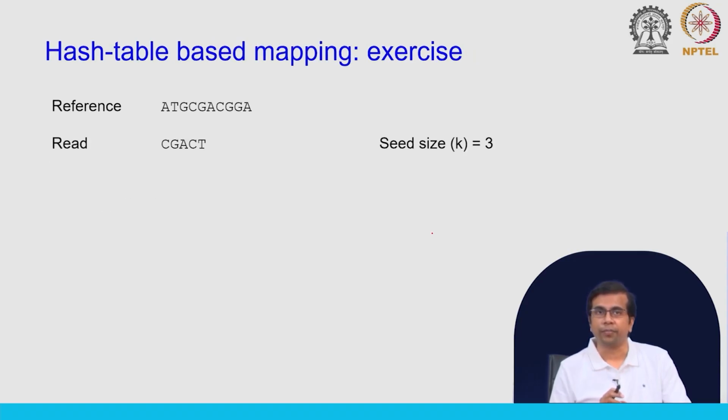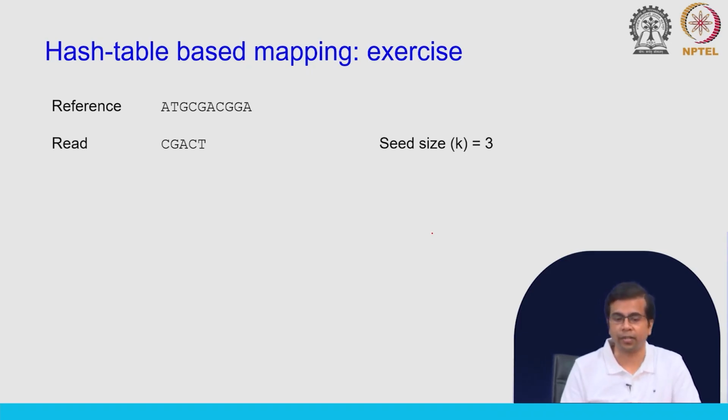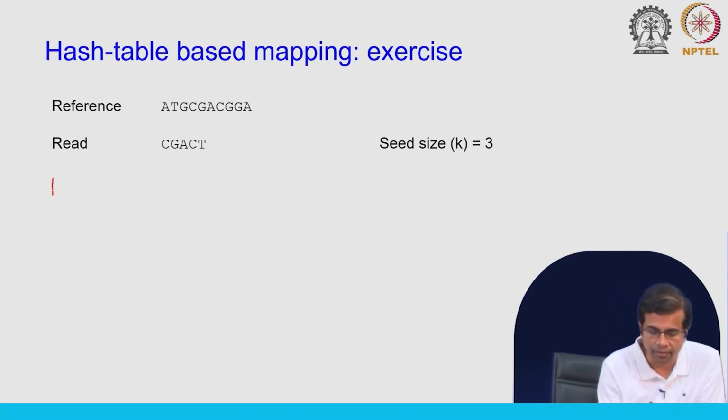Okay. So, let us look at another exercise. Let us take this example and illustrate how we will find this read position in the reference genome. Also the seed size is given, k equals 3. So, let us build those seeds from the reference stored in the hash table, and then we will also generate the seeds from the read, and we will try to find them in the reference hash table. Okay. So, let us do that for reference 1, where k equals 3.